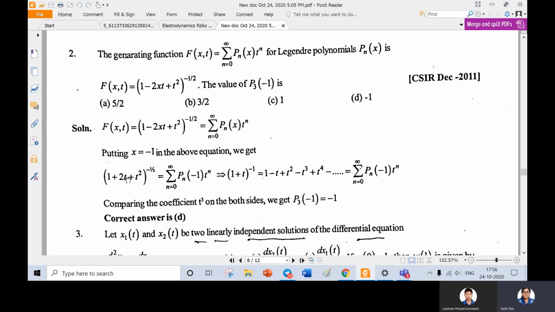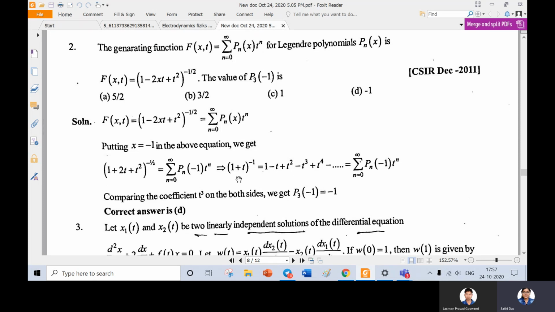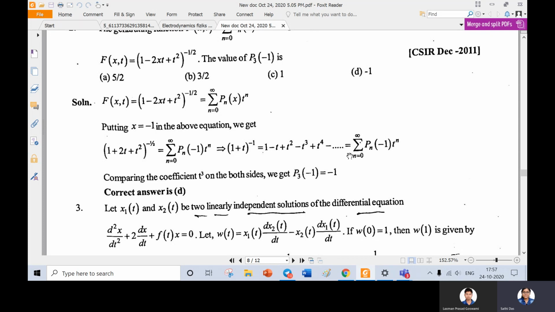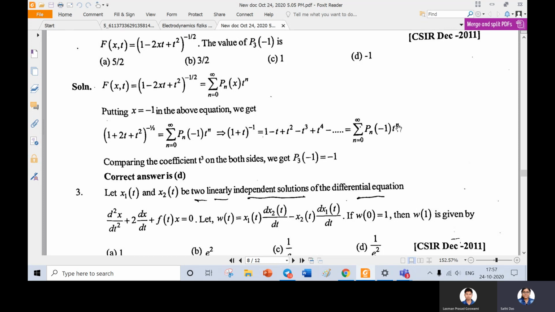Now 1 plus 2t plus t square can be written as (1 plus t) whole square. So (1 plus t) whole square to the power minus 1 by 2 means (1 plus t) whole to the power minus 1. So you can expand this, (1 plus t) to the power minus 1, as 1 minus t plus t square minus t cube plus t to the power 4 and so on. Now you can compare with this, the sum of n equals 0 to infinity P_n(minus 1) into t to the power n. So for P3 of minus 1, compare this: P3 of minus 1 will be the coefficient of this t cube. So here this coefficient is how much? Minus 1. So P3 of minus 1 will become minus 1.